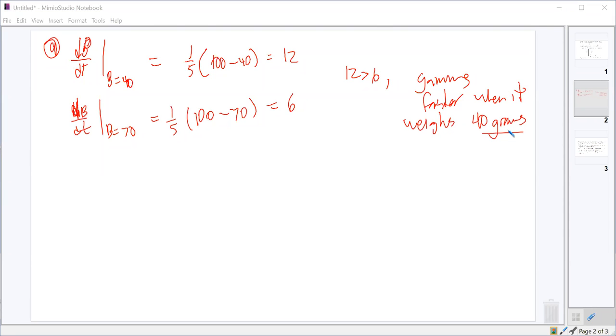Excellent. Great. One point for dB/dt, for using dB/dt at all, and one point for the answer with a reason. Reason being 12 is greater than 6. All right.